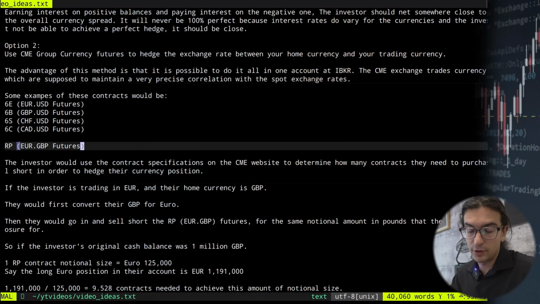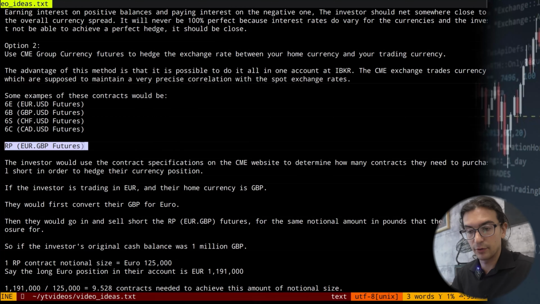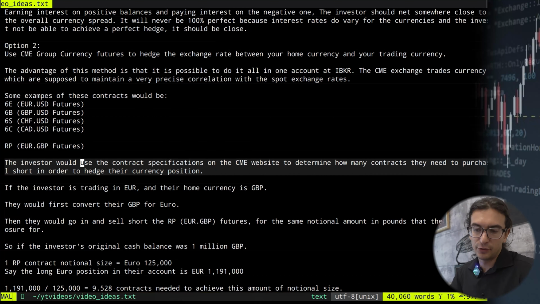For the example that we're using here, where the investor from the UK converts their pounds to euros and they want to make up for that euro exposure and go long the pound, they can do it using this RP futures contract here. So the first thing to do when using futures to hedge is you have to look up the contract specifications for the futures contract.